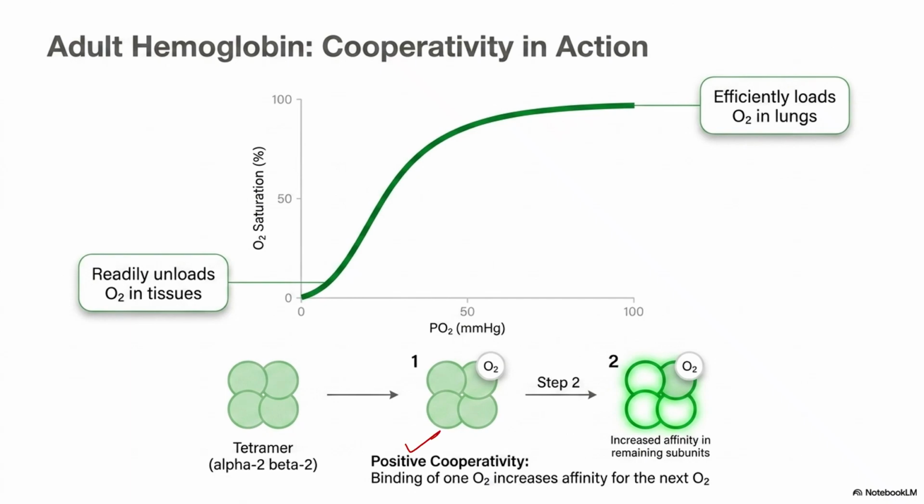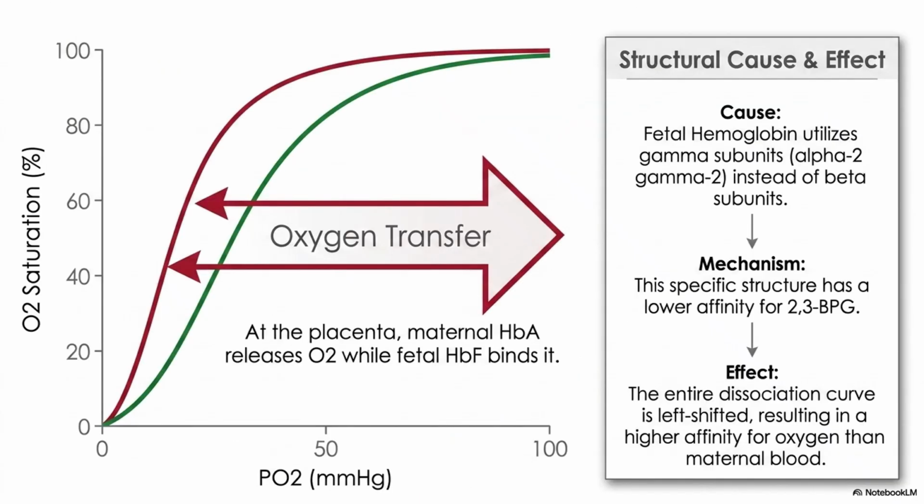It is showing positive cooperative binding. One binding of oxygen brings the conformational change so that others can easily bind. And as a result, this is the way the curve comes, a sigmoid curve.